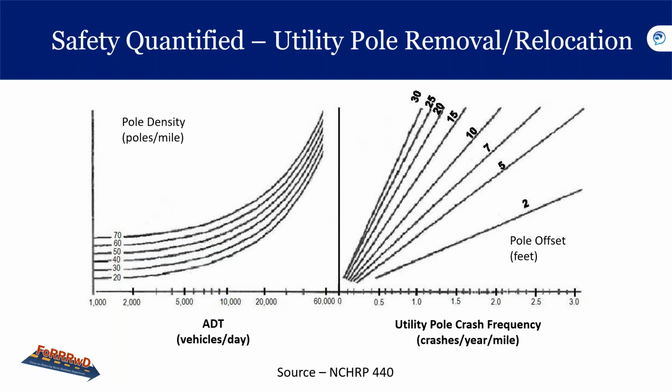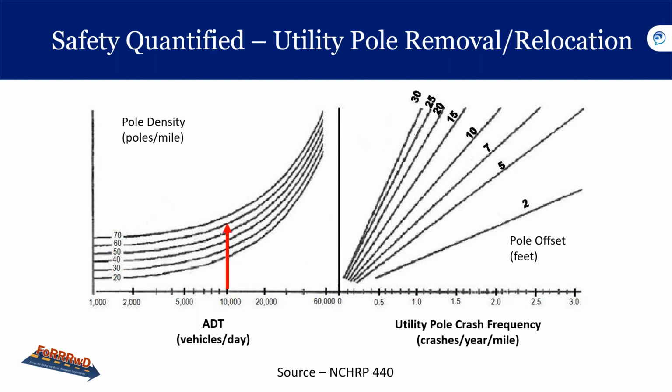And it can also be applied to trees, luminaires, etc. So if we open up NCHRP Report 440 and look at page 70, we'll find this nomograph, which approximates the frequency of vehicle crashes with utility poles. The nomograph predicts crash frequency as a function of average daily traffic, average pole offset, and the density of pole placement, which is the number of poles per mile. The nomograph can be used to estimate the effectiveness of proposed countermeasures, such as increasing the average pole offset and reducing the pole placement density.